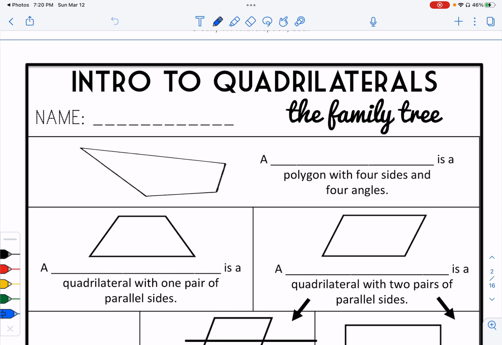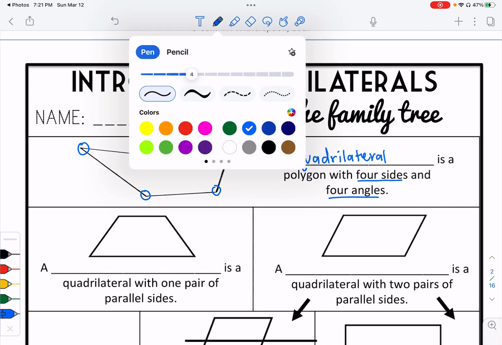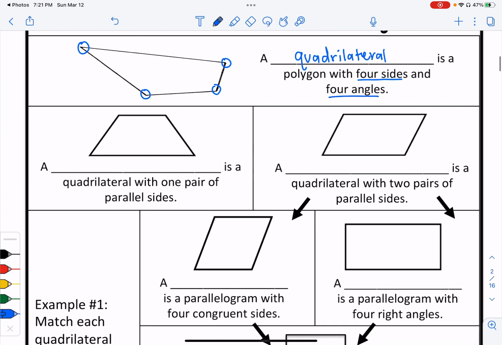Okay, our first thing we're going to do is just talk about quadrilaterals and their quote-unquote family tree. So a quadrilateral, like we had already discussed earlier, is a polygon with 4 sides. What we did not add is that it also has 4 angles. So 4 sides and 4 angles are very important. The angles, remember, are the corners. These are our angles. So please remember that.